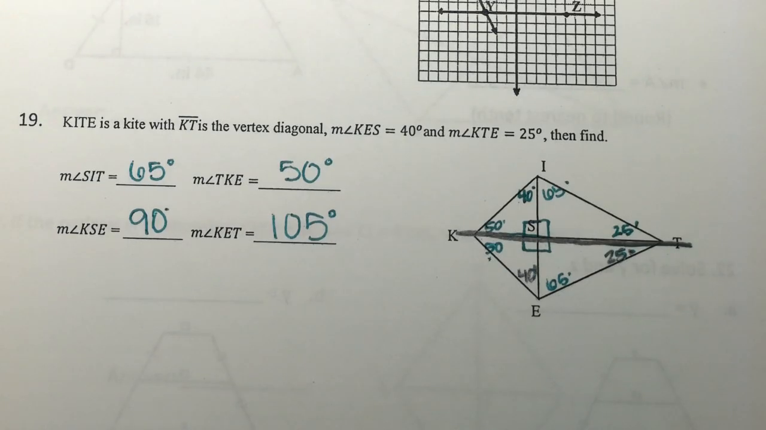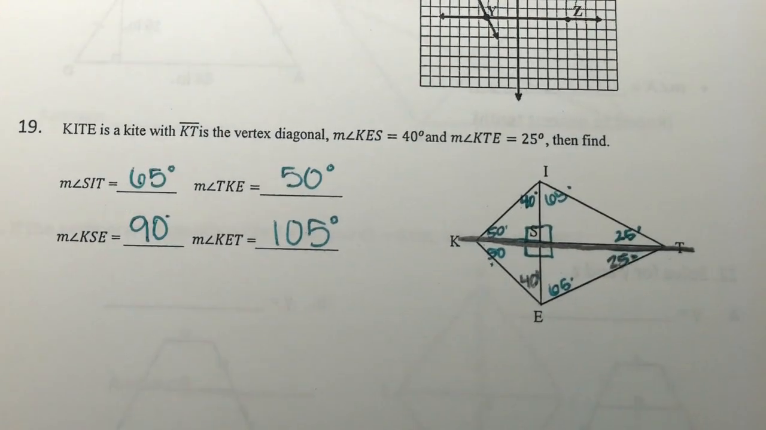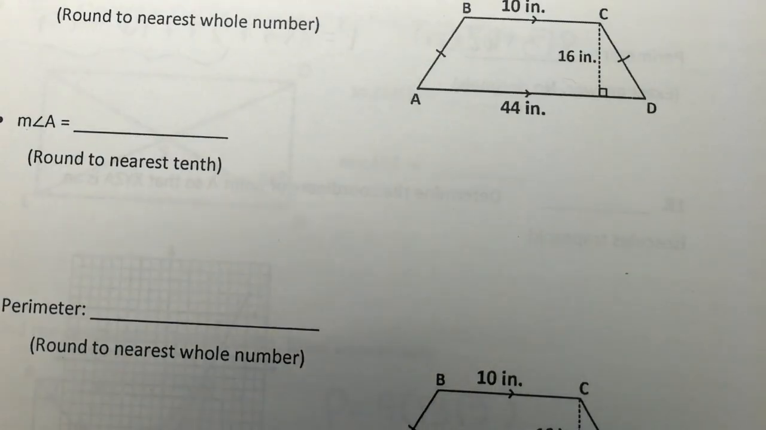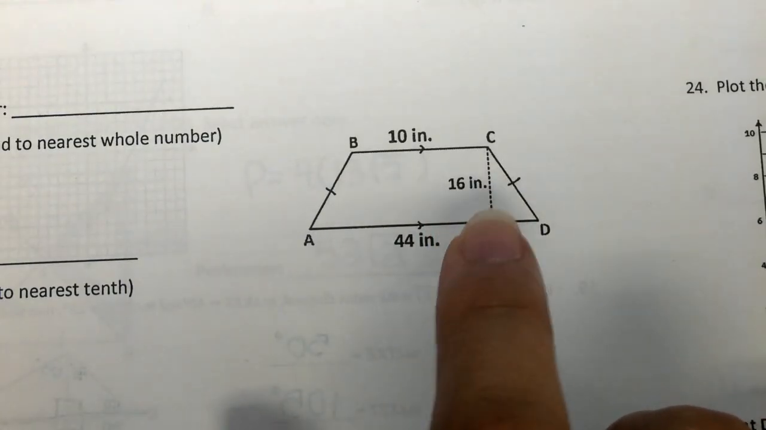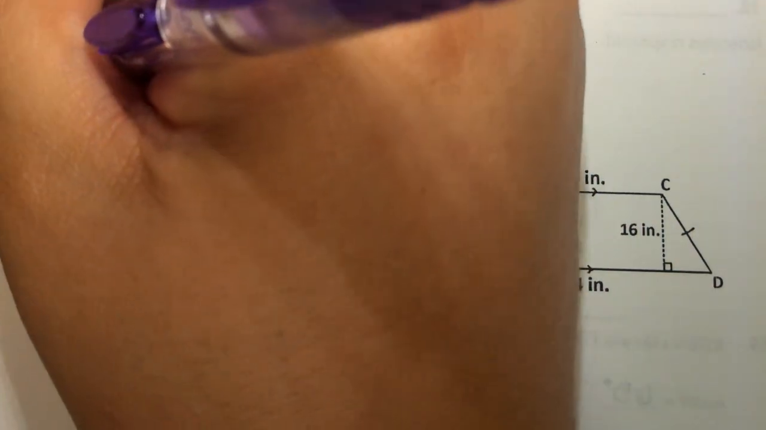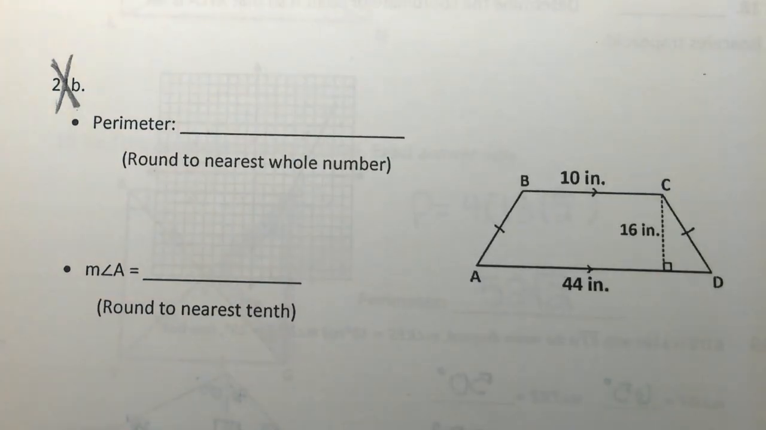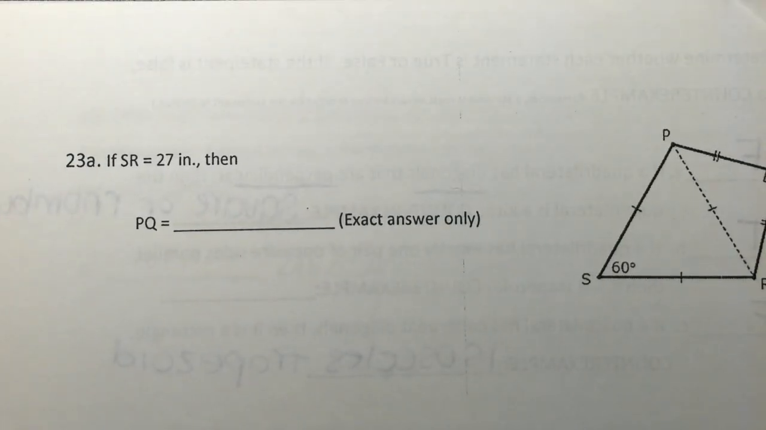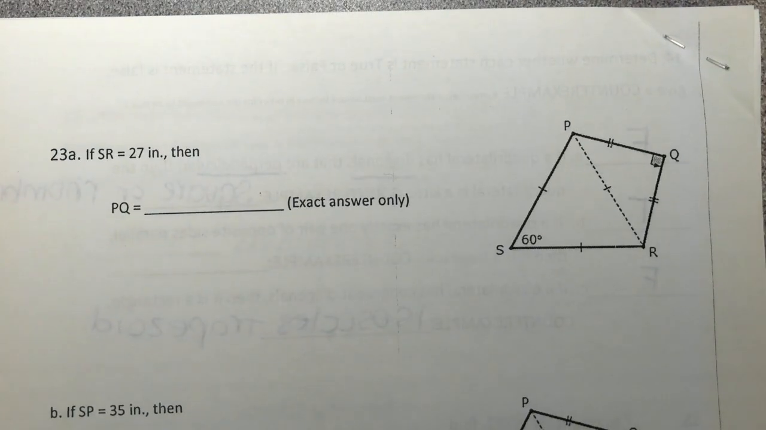Turn your paper over. All right, I want to let y'all know, 21A and B, we were supposed to do a different picture right here, and we just forgot. So you're just going to cancel out 21B. It's the same thing, and it was an accident. All right, I'm going to do 23A with you. 23A.